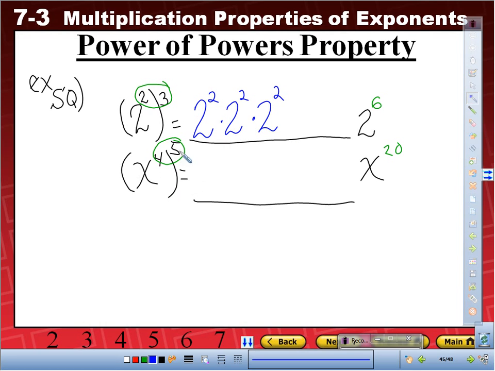Look at this one. It tells us to repeat whatever's inside the parentheses how many times? 5. So this is x to the 4th times x to the 4th times x to the 4th times x to the 4th times x to the 4th. Once again, the product of powers property tells me that if they're the same base, we add the exponents. What is 4 plus 4 plus 4 plus 4 plus 4? 20. Fairly simple? Okay, do this one by yourself.